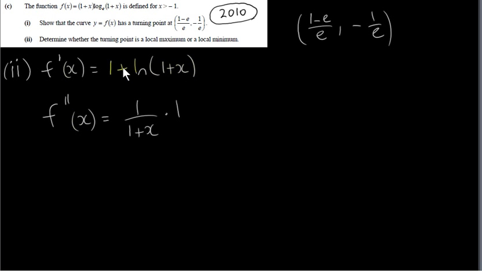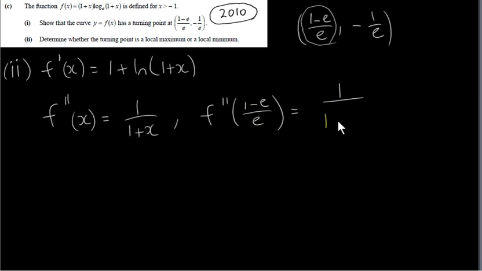So we need to get the second derivative. So here's the first derivative. We differentiate it again. Differentiate 1, we get 0. When we differentiate ln of something, we get 1 over that something times the derivative of the argument. Well, the derivative of 1 plus x is 1. So we just end up with 1 over (1 plus x). And what we need to do is get the second derivative at the x value of the turning point. So we want to plug in (1 minus e) over e for x, and then see the sign of this thing, see if it's positive or negative.